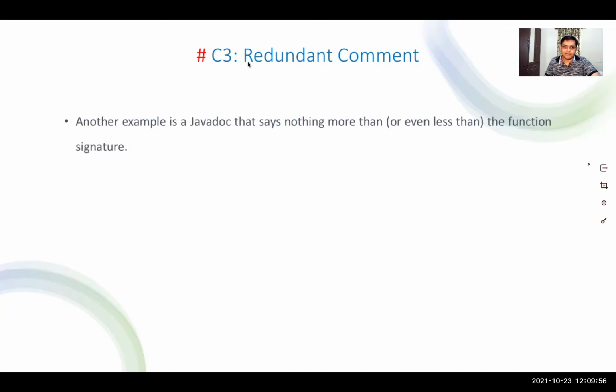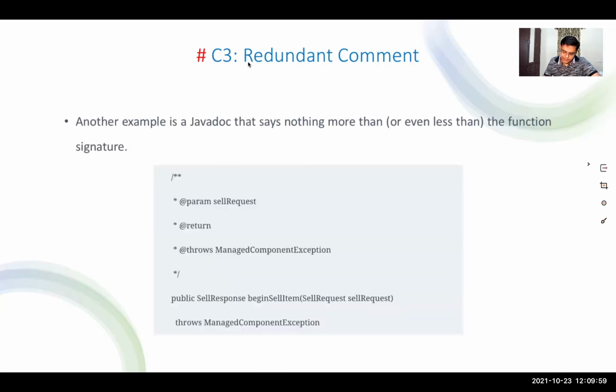Another example is Javadoc, which was used very early for generating the documentation for a particular class. Say I have a method buildSettleItem, and I say that it has a parameter of type SellingRequest, it returns something, it throws these exceptions. But if you look here, everything is explainable from the signature itself. Why do you want to write it again?